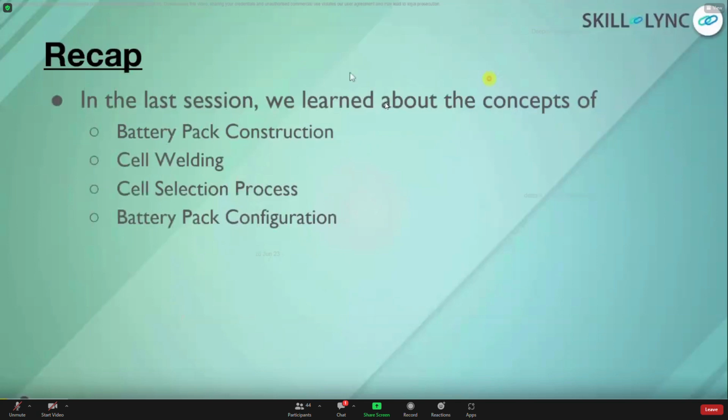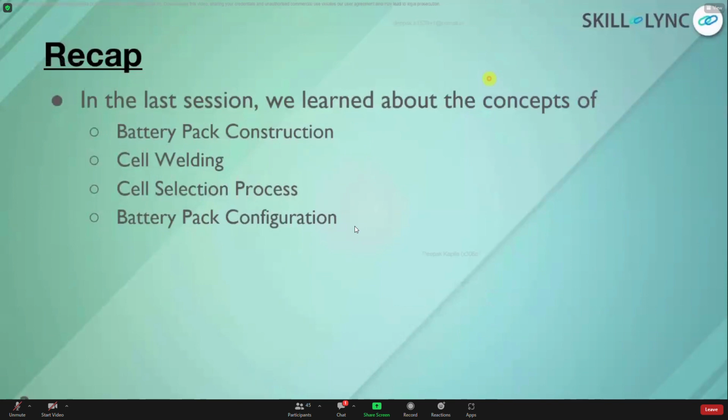We will do a small recap of what we have seen in our previous session. In our last session, we learned about the concepts of battery pack construction, especially the configuration, cell welding, and the cell selection process. What are the parameters we have to take care of when we are designing the battery pack configuration and the overall battery pack configuration itself.